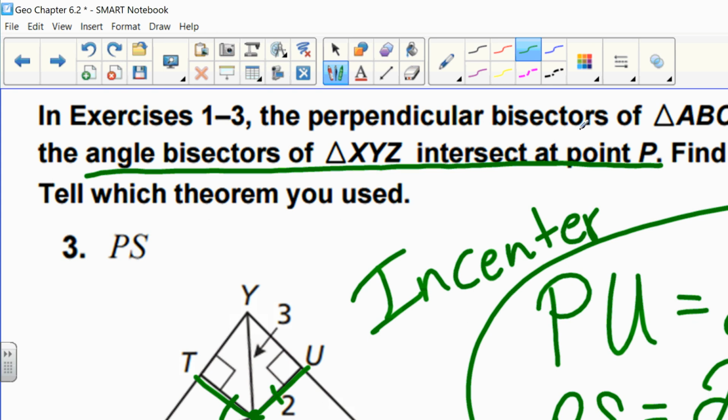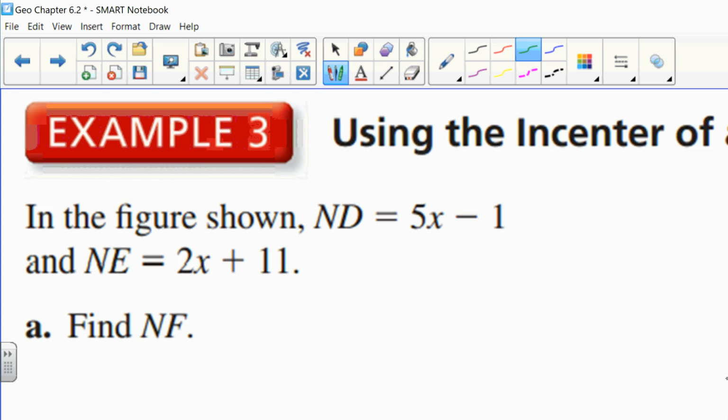Any other questions on this here? We ready for the next one? So this one here, you might have to go back to get to this problem here.